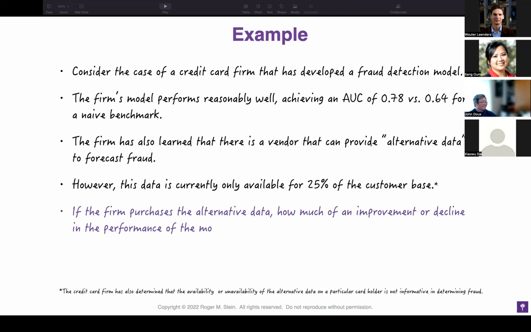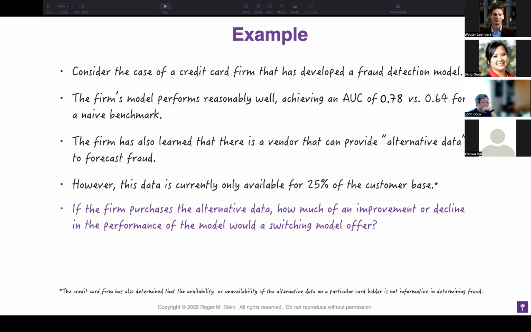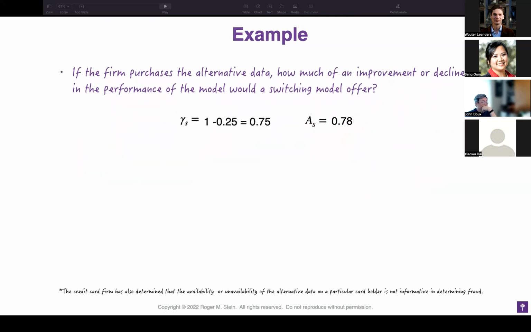All right, so if the firm purchases the alternative data, how much of an improvement or decline in the performance of the model would switching provide? So we have this mixing coefficient here. There's 75% because we only covered 25%. That would actually be covered by the small model. And the small model's AUC is 0.78 from our previous slide.